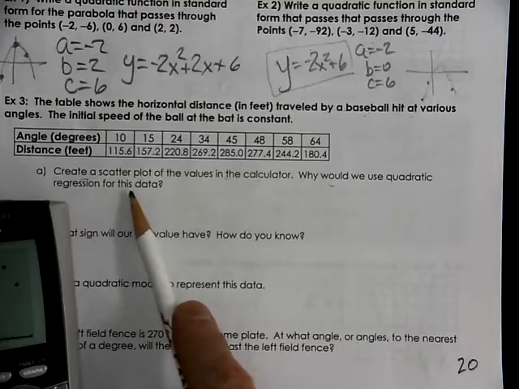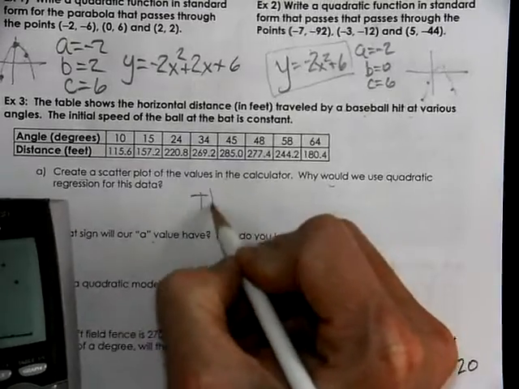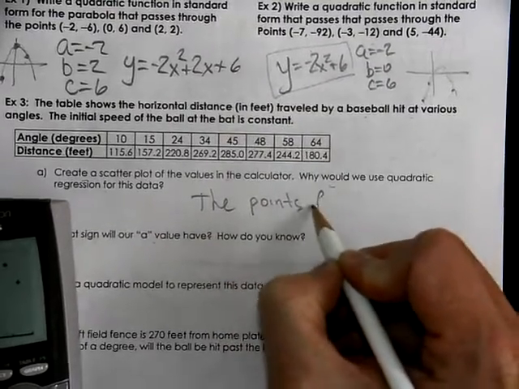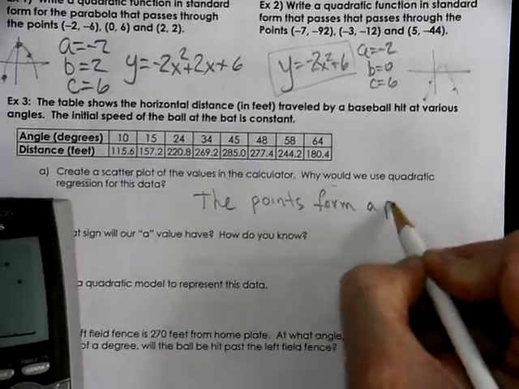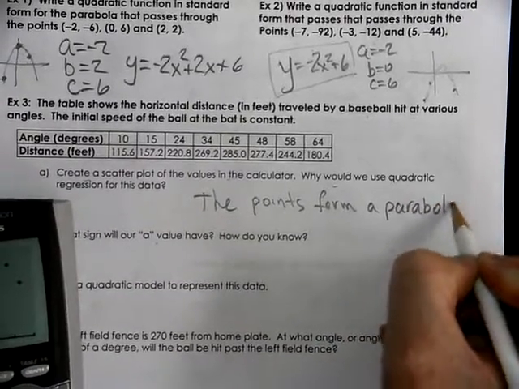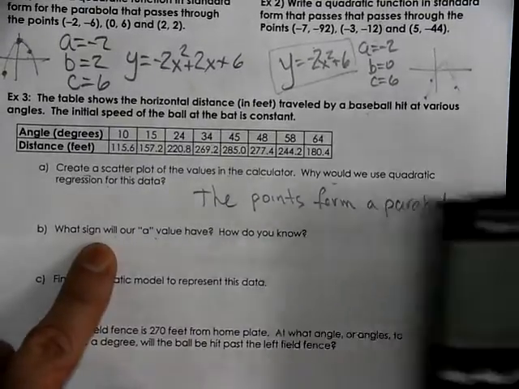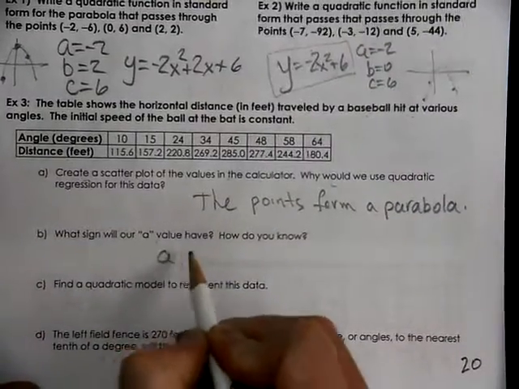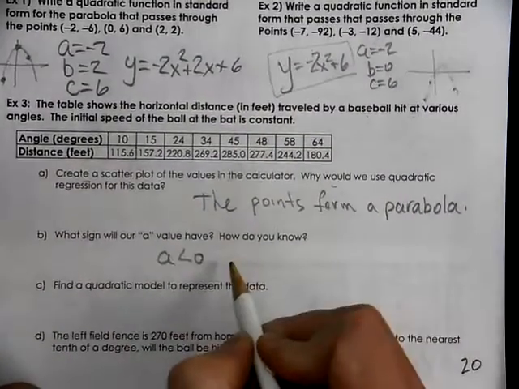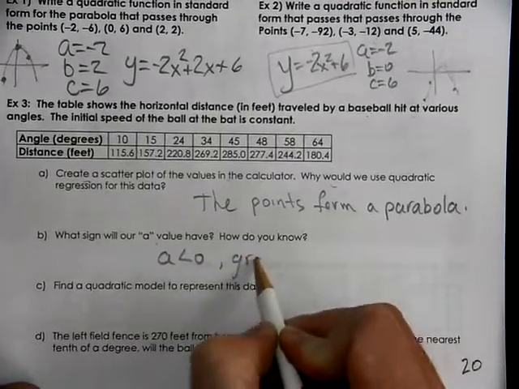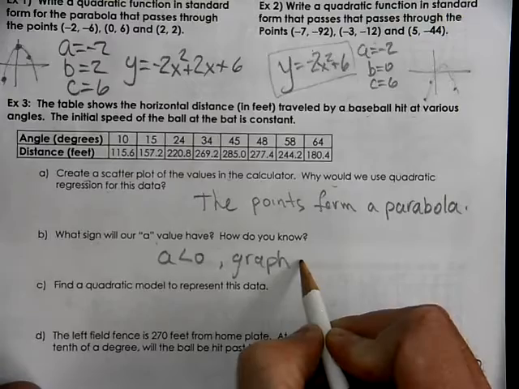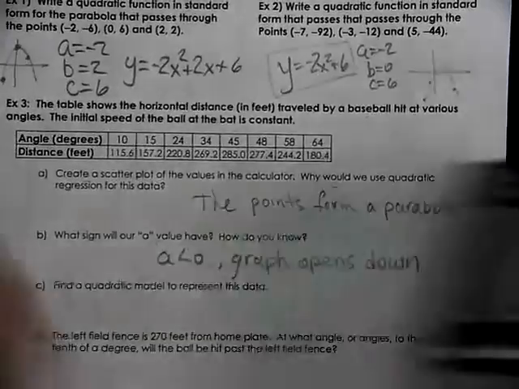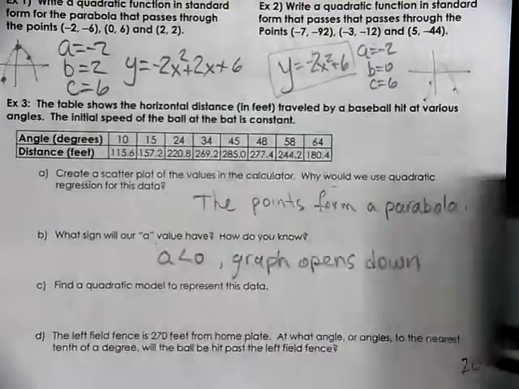Why would we use a quadratic regression for this equation? The points form a parabola. What sign is our A going to be? Well, it's opening downward, so the A is going to be negative. A is going to be less than 0. This graph right here opens downwards.